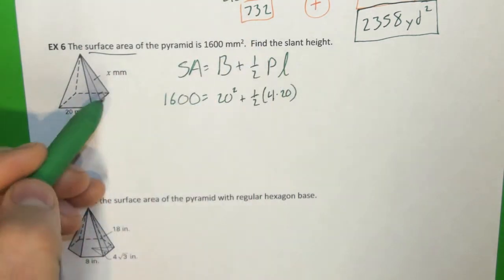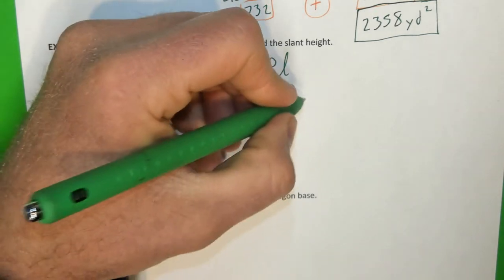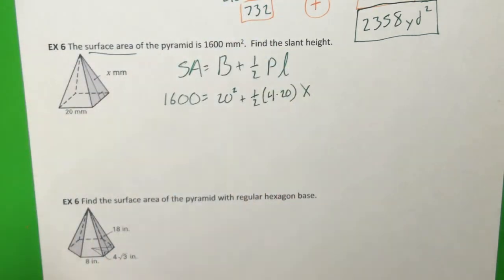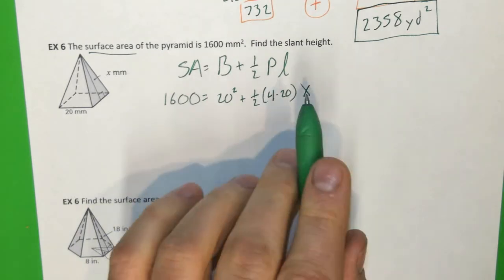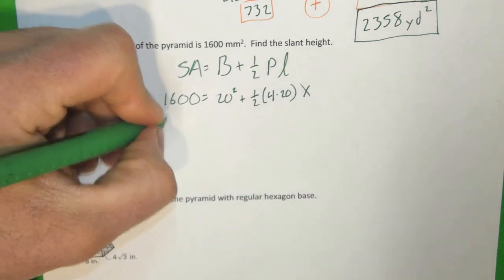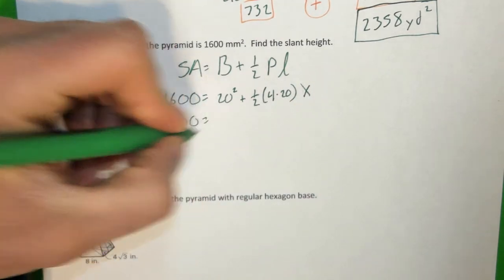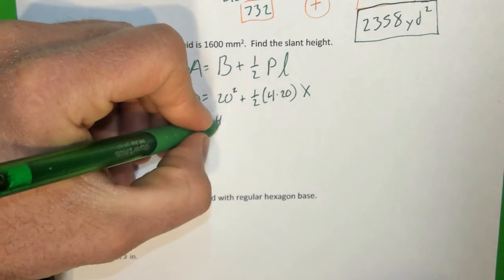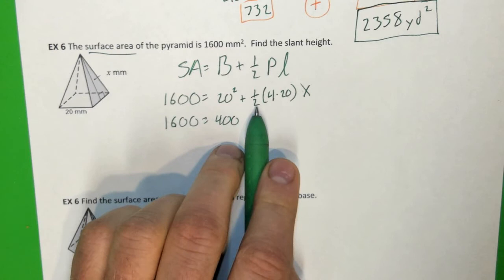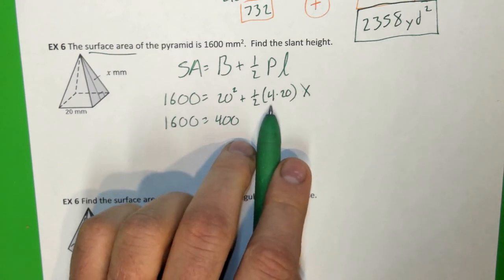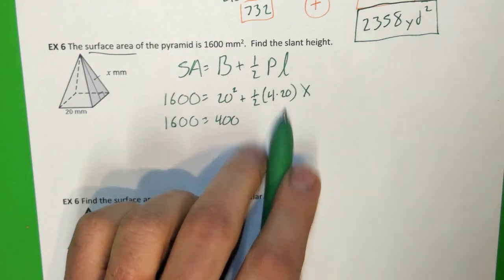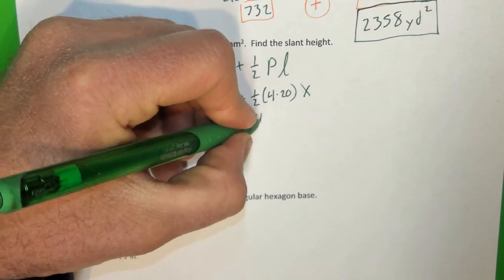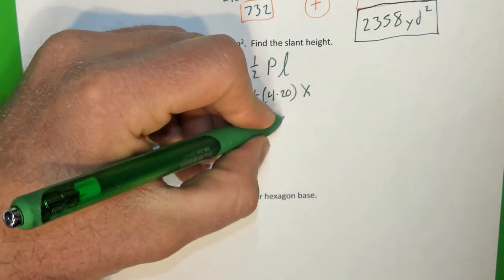And it is the slant height, which is the thing that we are solving for. So our variable is going to go at the very back right here. Now we have a lot of numbers and only one unknown, so we should be able to solve this pretty easily. Let's see if we can simplify. So we've got 20 squared right here, which is going to give us 400. Then we've also got our 1/2 times our 4 times another 20, which is going to give us 40. And that 40 is going to have an x next to it.